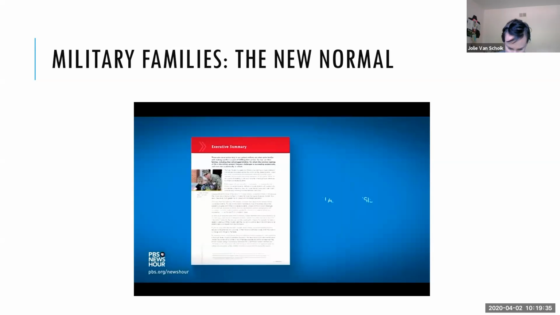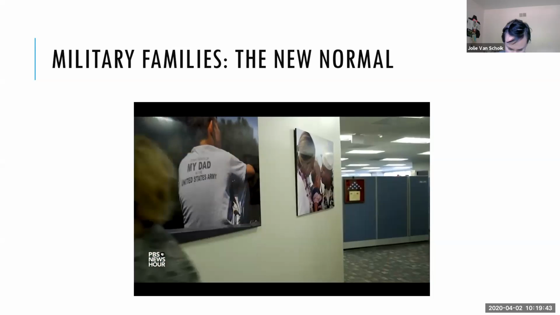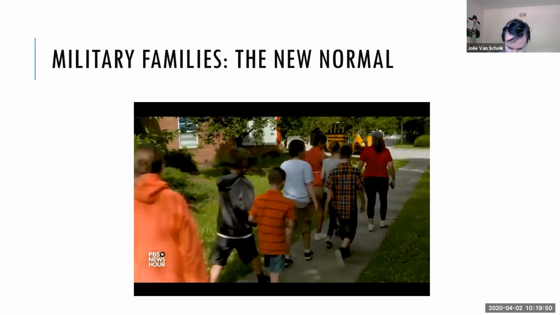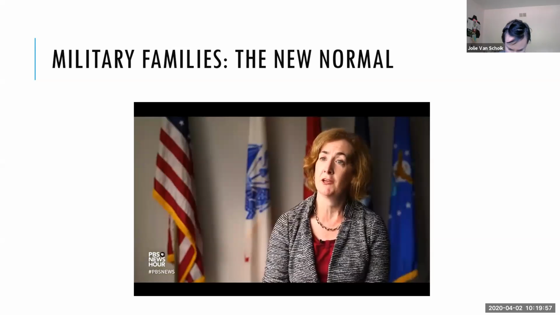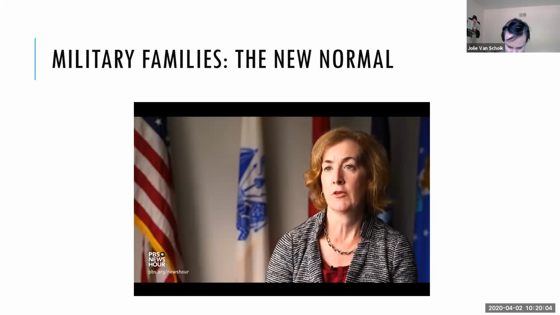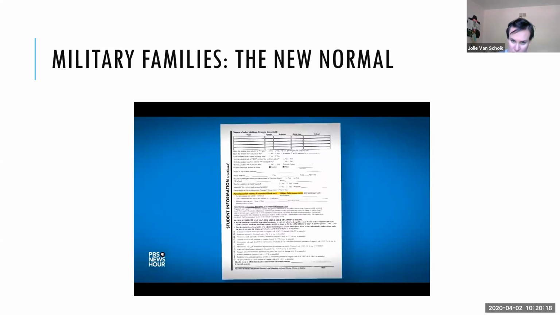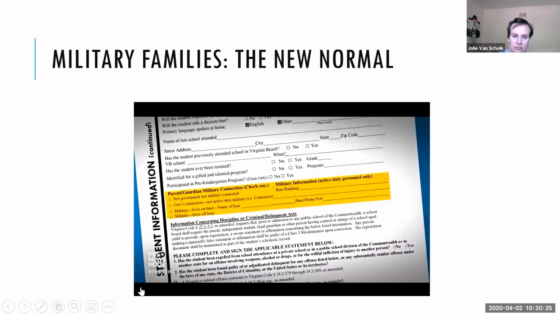Frequent transitions can also mean an inconsistent and uneven education. Eileen Huck with the National Military Family Association says that's because public schools vary so much. Some have many military children. They set up welcome centers for families. Garrison commanders are members of the school board, but we also have school districts that just have a few military connected kids, and it can be more difficult for teachers and school district personnel in those situations to recognize the needs of those kids. A federal report found there are no national public data on military-dependent students' academic progress, attendance, or long-term outcomes, such as college attendance or workplace readiness. Advocates hope having a military identifier on enrollment forms will help track how well public schools are meeting these students' needs.